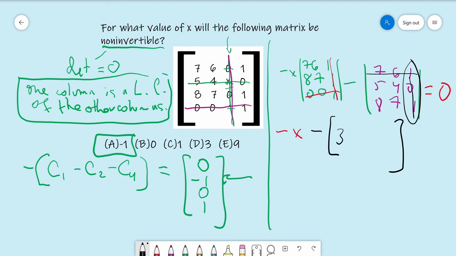The 0 isn't going to contribute, and then you get plus 1 times the determinant of, let's cross that out, 7 times 4 is 28, minus 6 times 5 is 30. That's going to give us negative 2. So 3 minus 2, that's just 1. So we get that negative x minus 1 is equal to 0, or negative x is equal to 1, or x is equal to negative 1, which is the same answer that we got before.